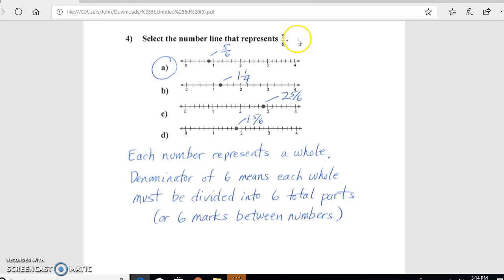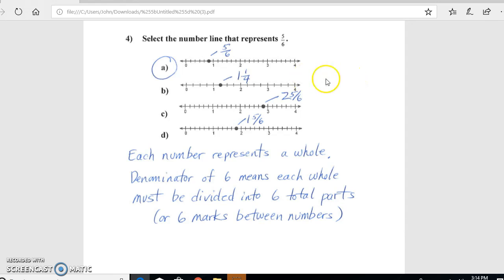Now, 5 out of 6 means that I'm going to be taking 5 of those out of the 6 total parts. So as I move over, 1, 2, 3, 4, 5, that dot represents 5 parts out of the 6 in the whole. So this here is my answer, letter A. The dot at this point here represents 5 parts out of 6.